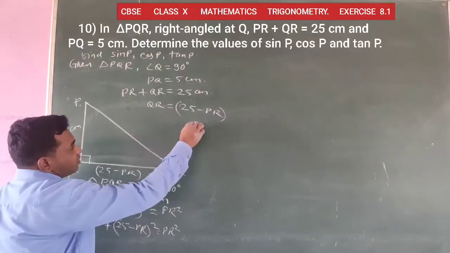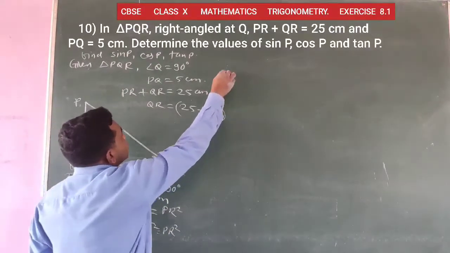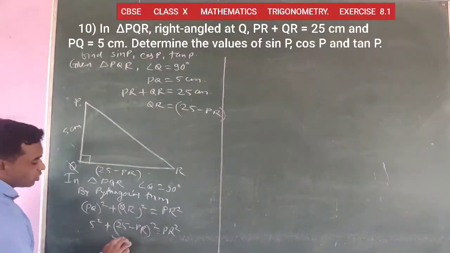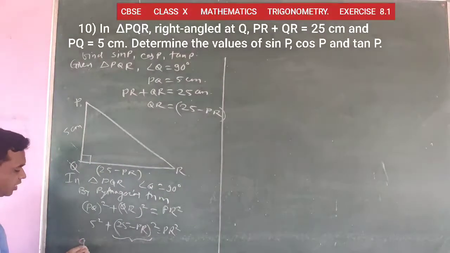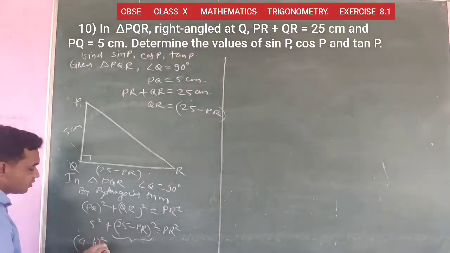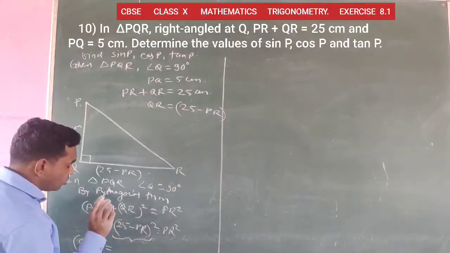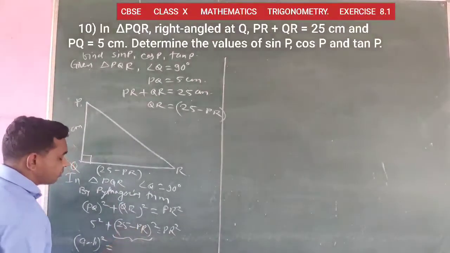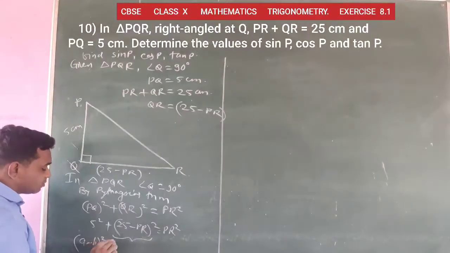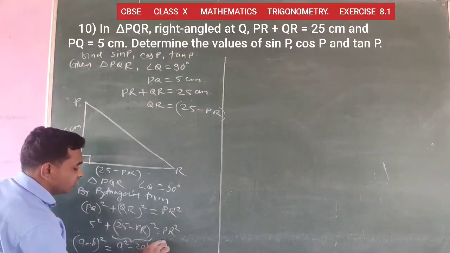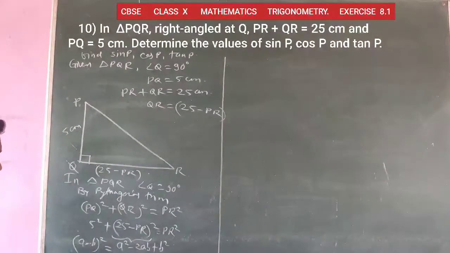5 square is 25 square. So here we use the identity, (A minus B) bracket square, because the bracket contains two terms and there is a subtraction. The expansion of (A minus B) square is A square minus twice AB plus B square.